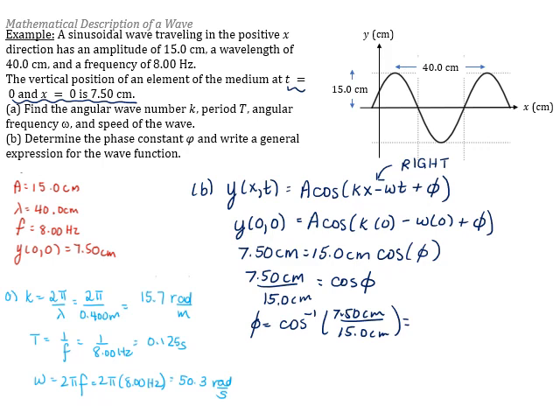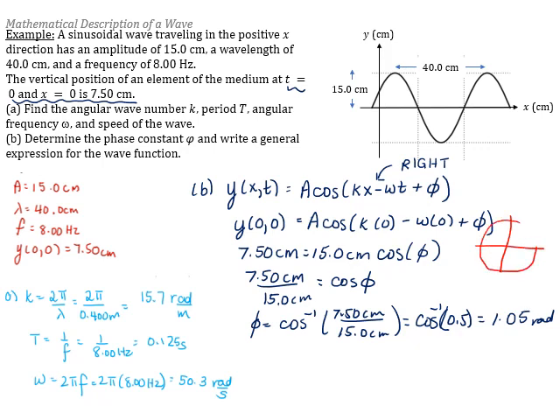When you do this on your calculator, remember your calculator is in radians mode. So that's the inverse cosine of 0.5. Your calculator is going to tell you 1.05 radians. And that's a true answer. If you do cosine of 1.05, the result you're going to get is 0.5. But is that the only answer? And no, that is not the only answer.